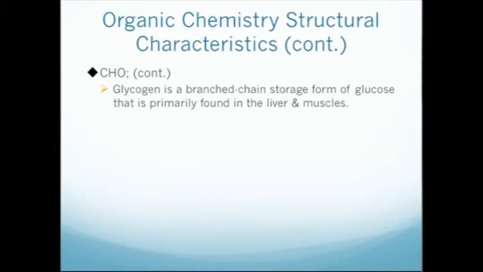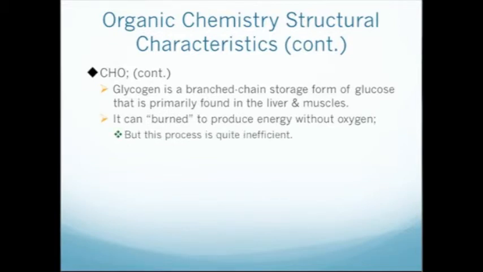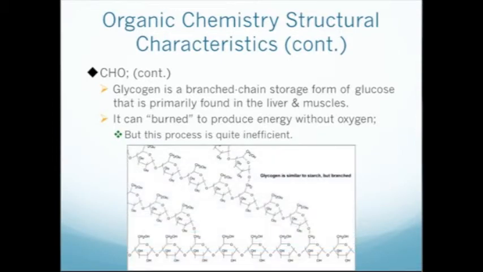Glycogen is a branched chain storage form of glucose that is primarily found in liver and muscles. It can be burned to produce energy without oxygen, but this process is quite inefficient. And this is what glycogen would look like, and you can see there's a couple of branches. Here's, let's see, 1, 2, 3 branches available on this particular diagram.